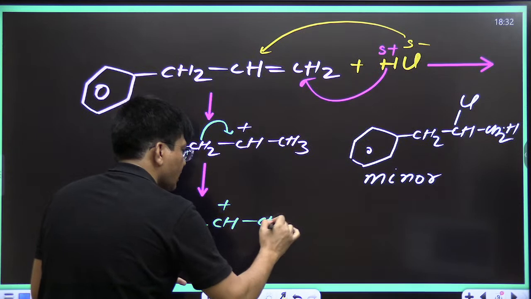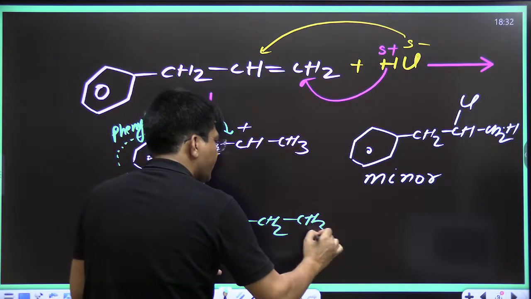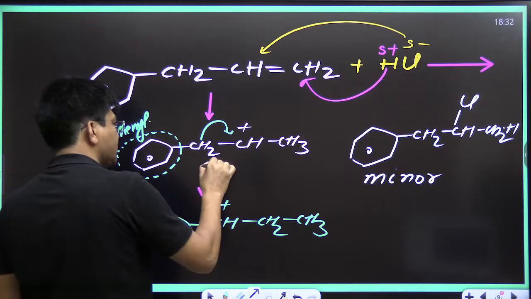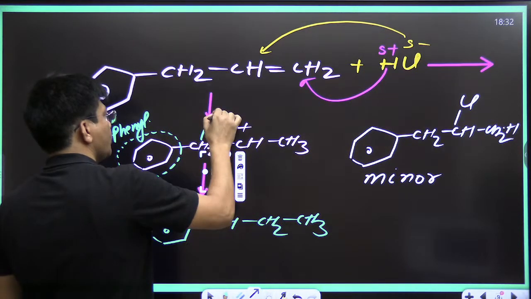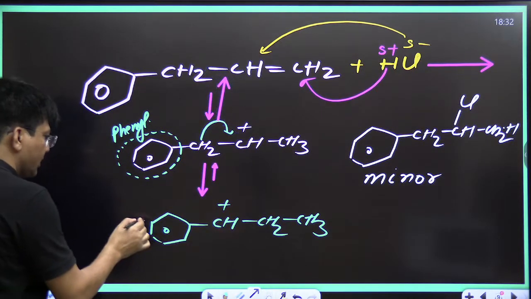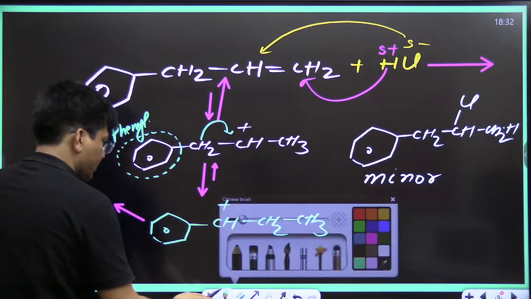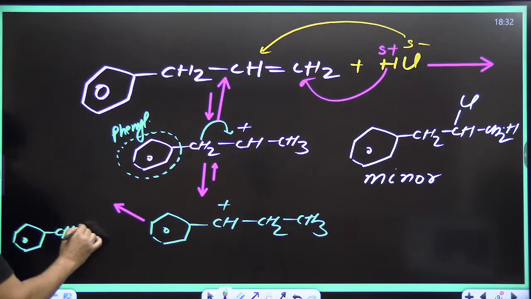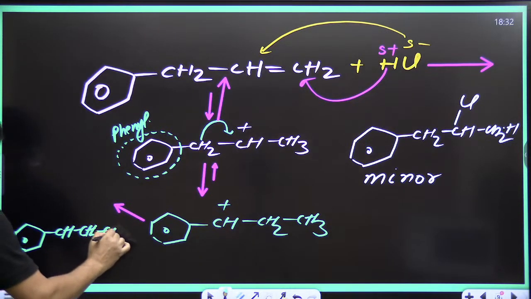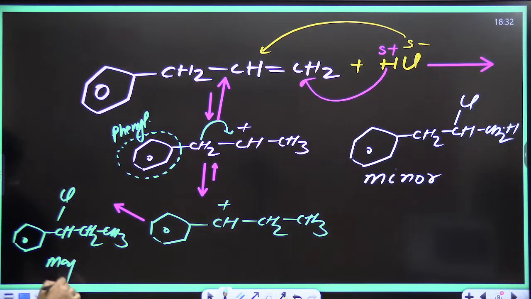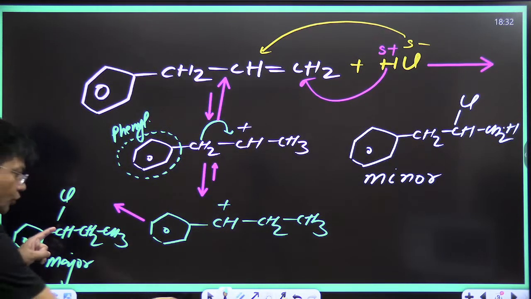So this is known as 1,2 hydride shift, my dear students. Are you able to get it? Just do let me know. This is the most stable carbocation, and definitely the major product will be like this. This will be your major product, and my dear students, let me tell you, this is not one product.